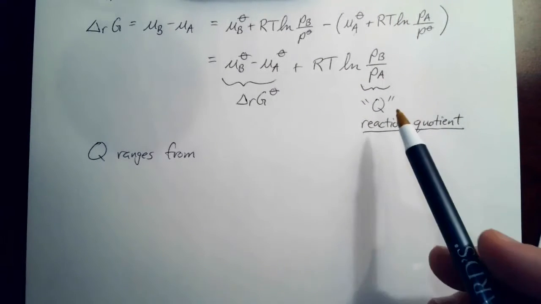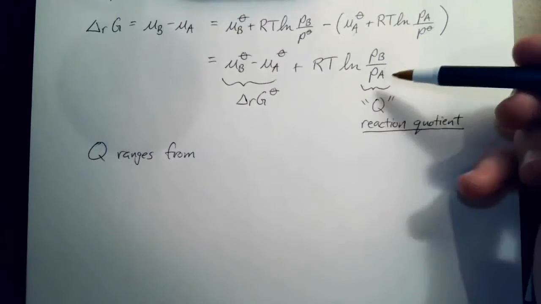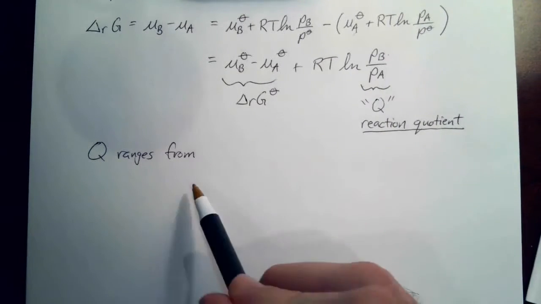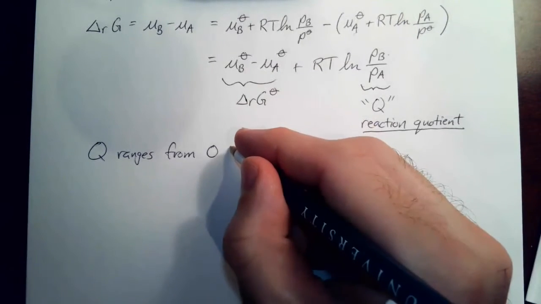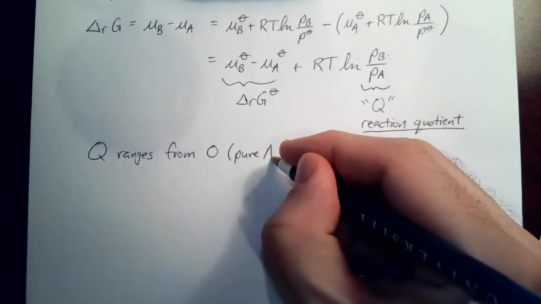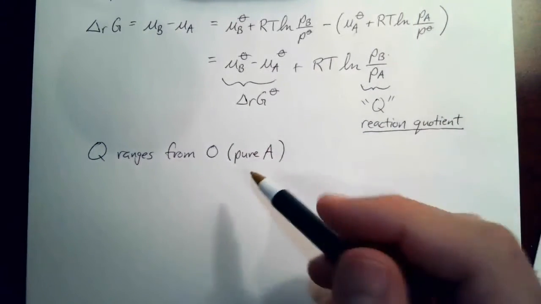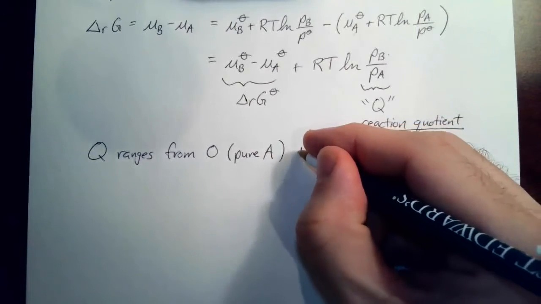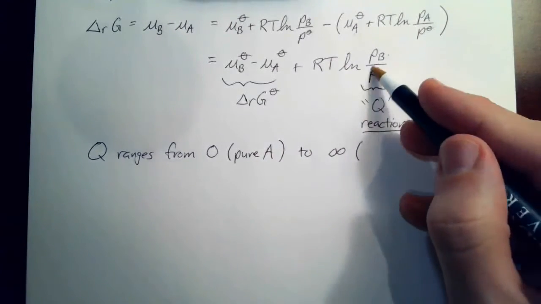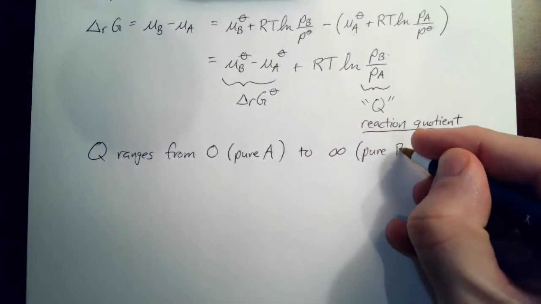So in a minute, we'll get into a definition of Q that's more general. But for now, we're going to use PB over PA. So what is the range of Q? Well, at the smallest, it can be 0, which is when PB is 0. So that means that we're talking about pure A. PB has no partial pressure. It's not present. So all we have is gas A. Q ranges from 0 to infinity, which would be the case when PA is 0, which means that we're talking about pure B, gas B only.